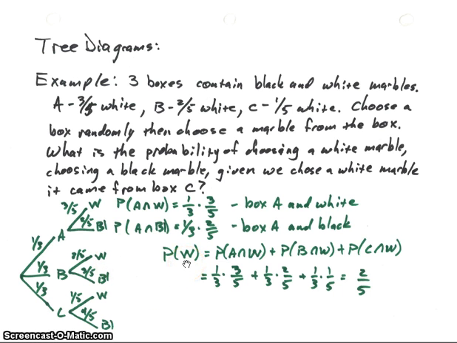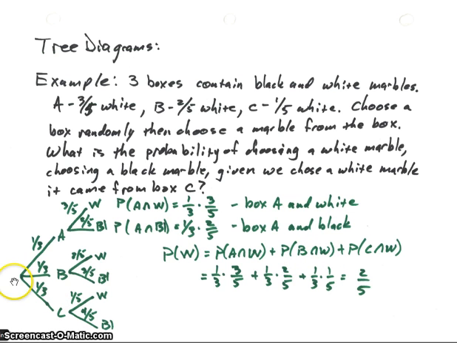Now the probability of choosing a white marble will just be the probability of choosing A and a white marble plus the probability of choosing B and a white marble plus the probability of choosing C and a white marble. Now I said that each of those were the multiplication of those probabilities getting to that end point, so we're just going to multiply those values and then add them up. So we already did A and white. This is the multiplication of those two.